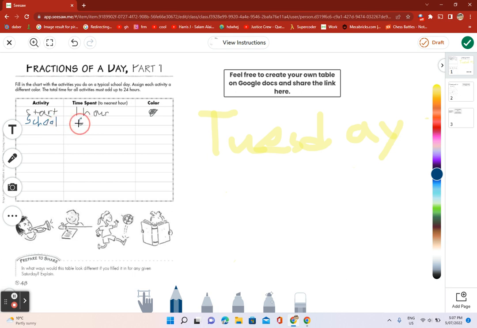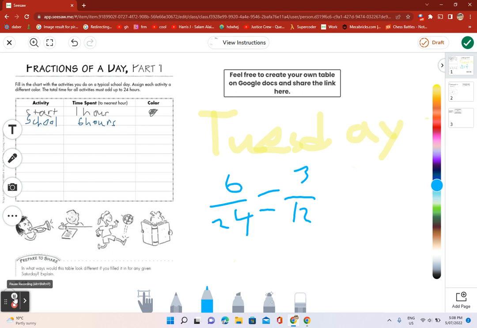If I write that down here, there's some really cool maths we can do. We know there are 24 hours in one day, so just as a cool experiment, what fraction is 6 over 24? Because that's 6 hours out of 24 hours. And if you simplify that, that's actually going to be 12 over 3. Is that right? Yeah, that is right.